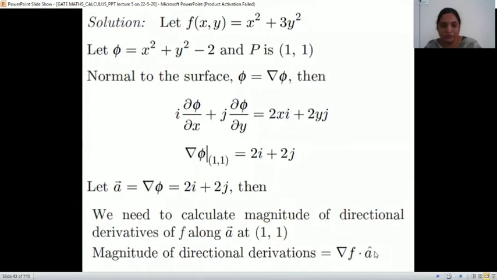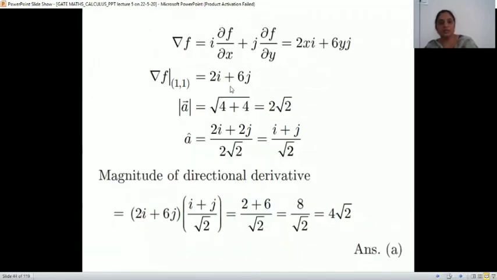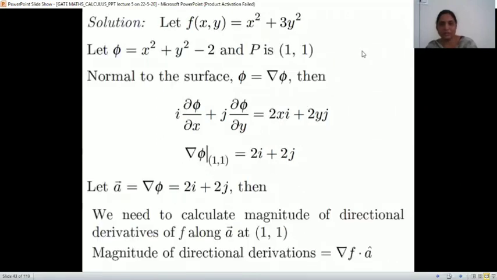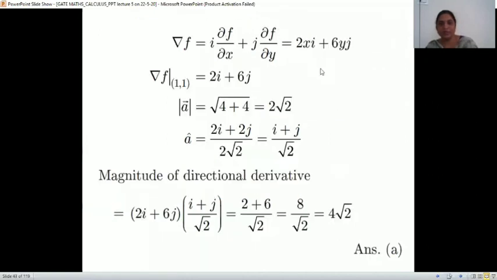So del f we need to find first, and a cap also we need to find. This is a bar, this is not a cap. So del f is dou f by dou x i bar, dou f by dou y j bar from the given f bar. Here it is f bar. We are finding dou f by dou x, that is del f. Del f is 2x i bar plus 6y j bar.